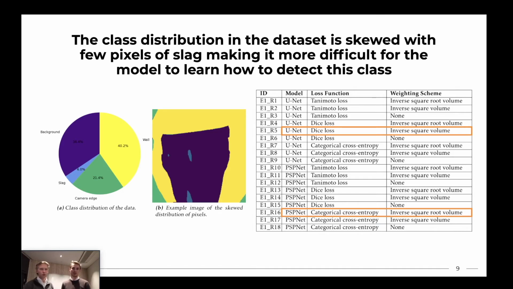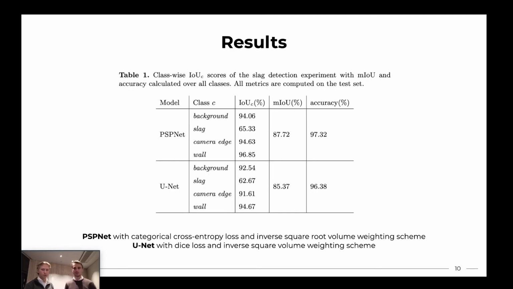So we experimented with 3 different loss functions and 3 different weighting schemes, and we found that the best configuration for the UNet was to use the dice loss with inverse square volume weighting scheme, and for the PSPNet, the categorical cross entropy with inverse square root volume weighting scheme. And these are the results from this experiment. The PSPNet outperformed the UNet in all of the metrics measured. And to note here is that the results that we show are for the best configurations of these respective models.